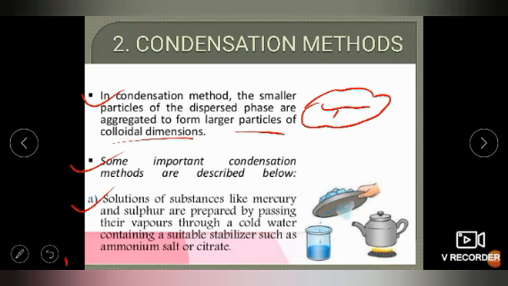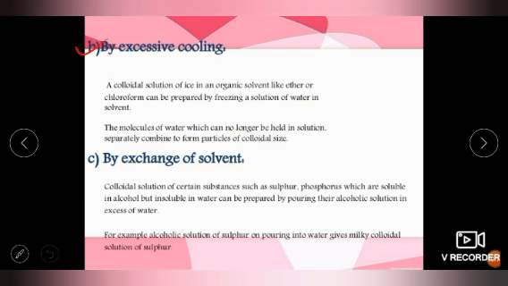Sols of substances like mercury and sulfur are prepared by passing their vapors through cold water which contains a stabilizer such as an ammonium salt or citrate. Second is by excessive cooling: a colloidal solution of ice in an organic solvent like ether or chloroform can be prepared by freezing a solution of water in the solvent. These are very simple and easy methods. You just need to read, pay attention and try to understand, and you will get everything.